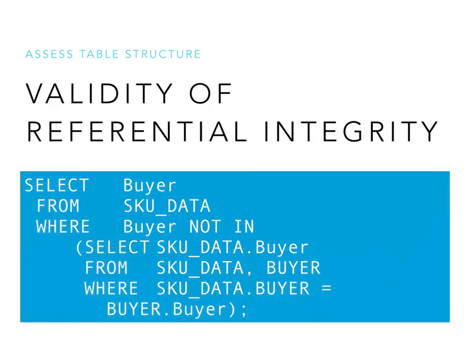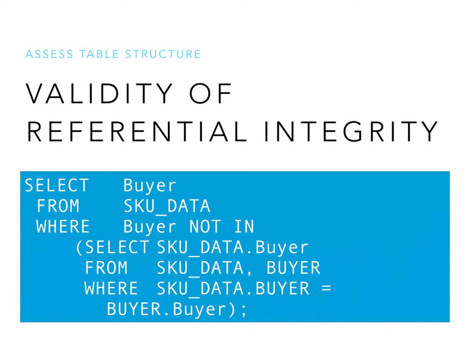This is his query. So he selects from SKU data the buyer, where SKU data.buyer is equal to buyer.buyer. So you see he's kind of doing a join, making sure that in the two tables where buyer appears, it's finding where they're equal. And then on this outside select, he selects buyer from SKU data where the buyer is not in this inner list. Does that make sense? This is elegant.